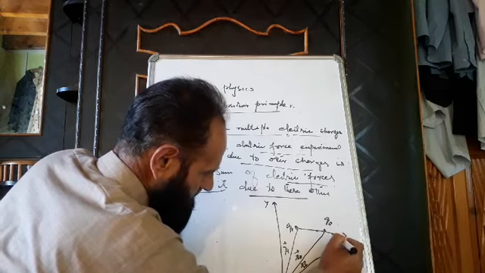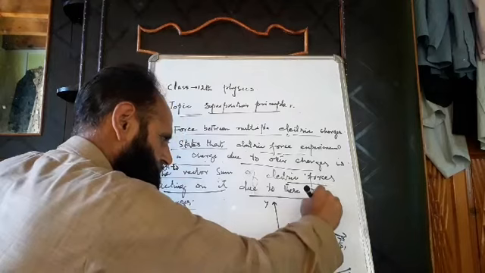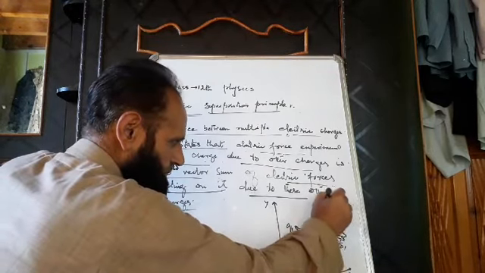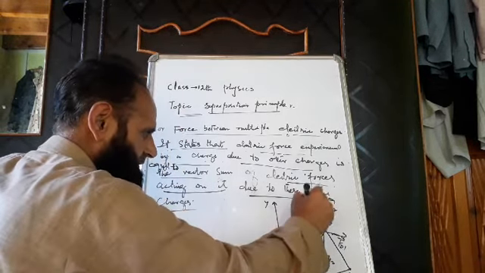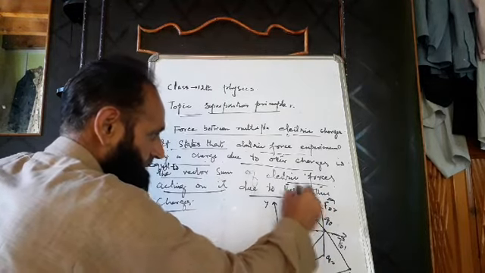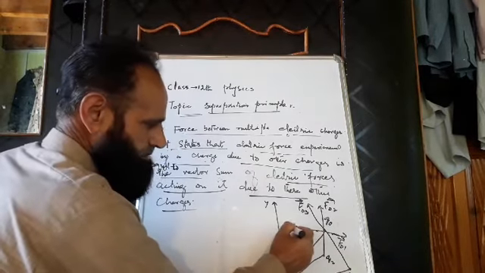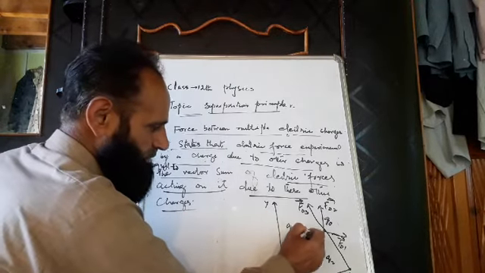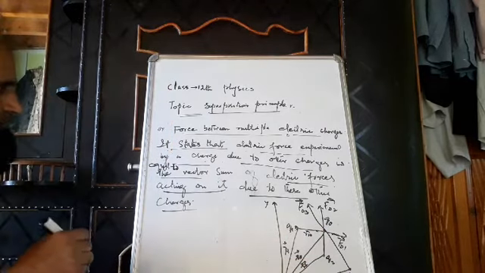F01. Similarly, Q2 exerts a force like this, F02, and Q3 like this, F03. The position vectors along the direction of these forces we show as R10, similarly R20, R30.